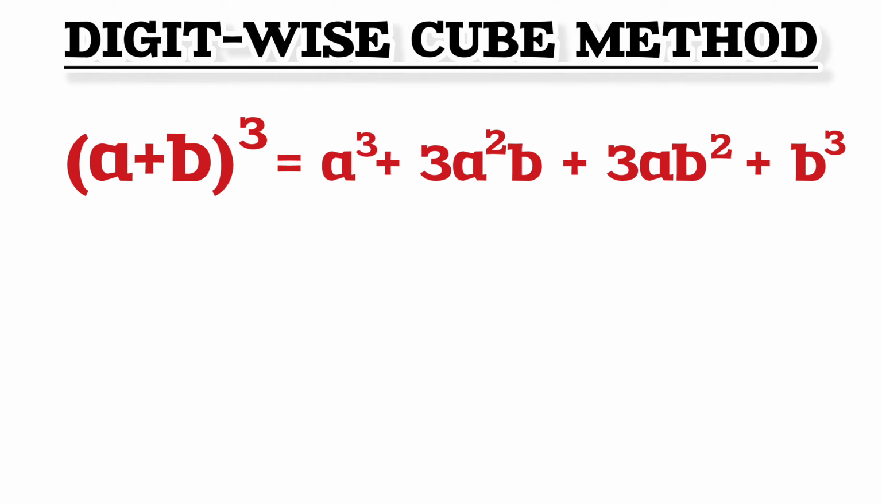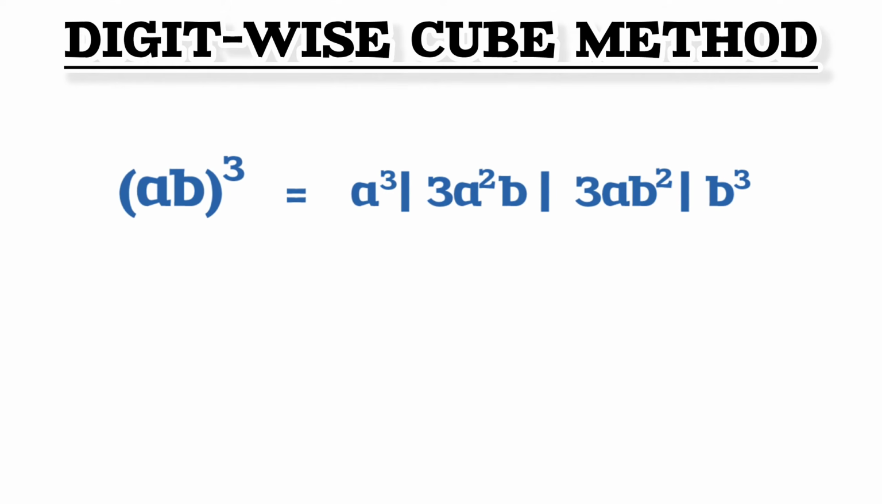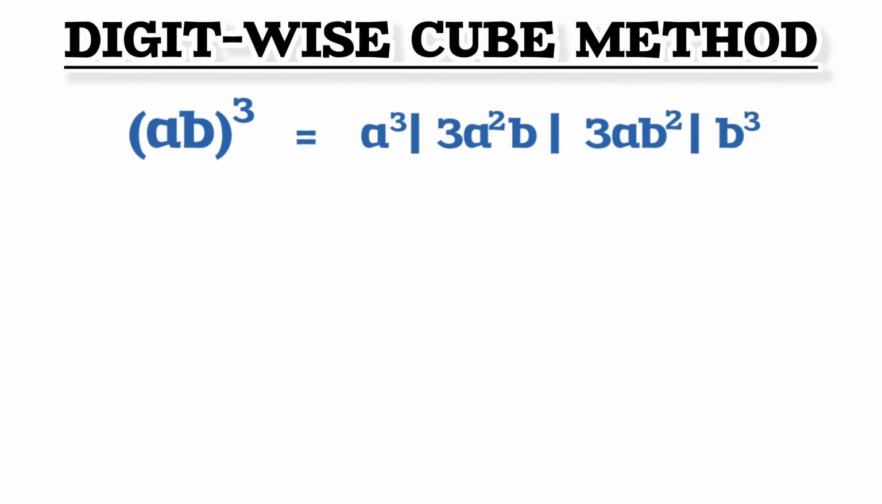To find the cube of a number ab, divide the digits of the cube into four parts. First, a cube; second, 3a square b; third, 3ab square; fourth, b cube. And that's all you need to know. Let's work on some examples to understand it better.